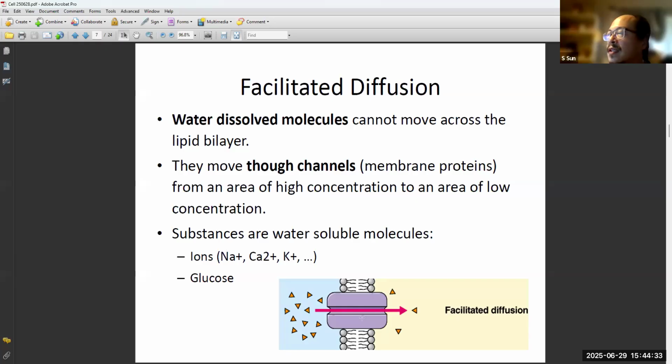When water soluble stuff goes through, it still moves from high concentration to low concentration. So it's a diffusion from a high concentration area to a low concentration area, and because this diffusion requires a protein, a channel, we call this type of diffusion facilitated diffusion. It's a diffusion, but it's facilitated. It requires something to allow it to happen through channels. Yes.